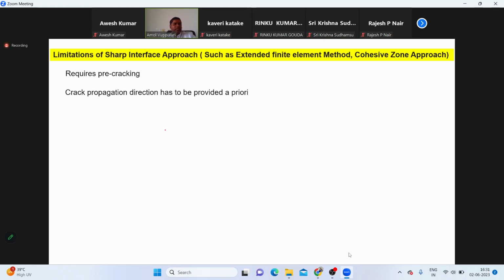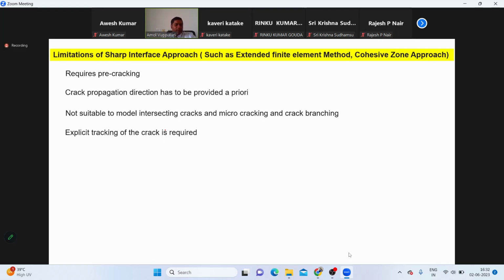Another limitation is that you have to define the crack propagation. It is not suitable to model intersecting cracks, micro cracking, or even crack branching. These are phenomena which are not possible to incorporate so easily. Third, you have to explicitly track the crack. With every time step, you have to track the interface.